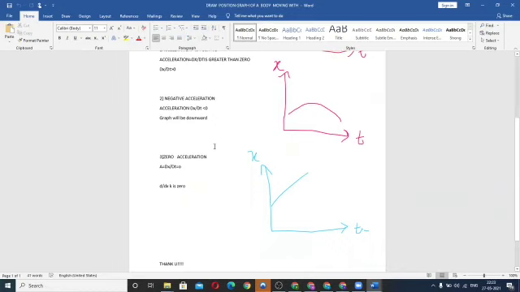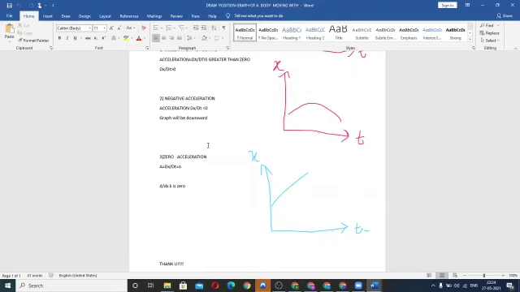The third case here is zero acceleration. We know that velocity is the rate of change of displacement with respect to time. If we are given that acceleration is 0, meaning a equals dv by dt is 0, therefore the velocity is constant. Velocity is independent of time and its slope is 0. So mathematically d by dx of k is 0. We can say that the position time graph is linear. This is because we know that d by dx of kx is k.